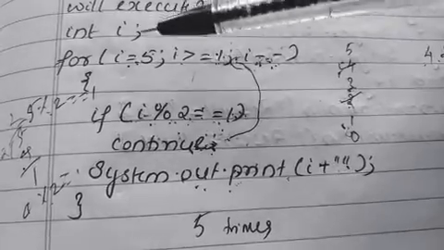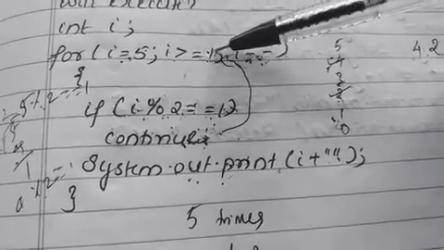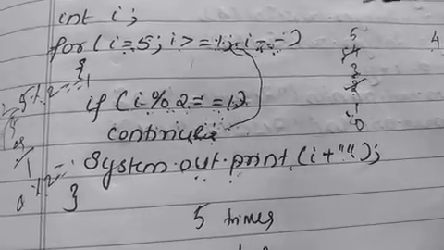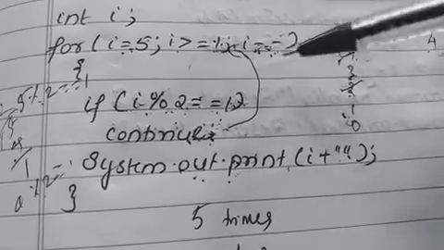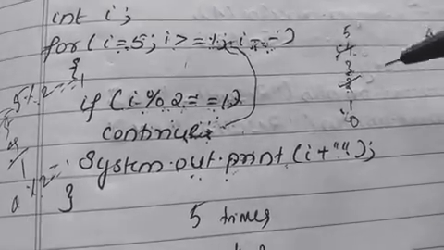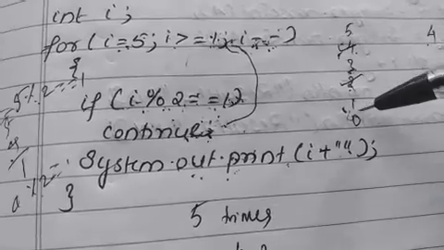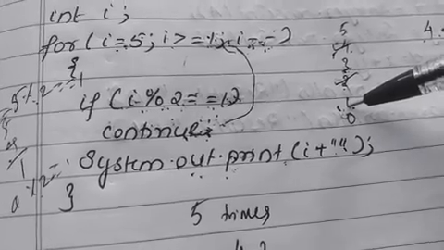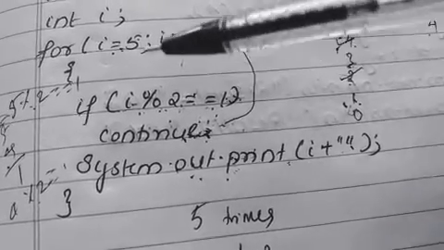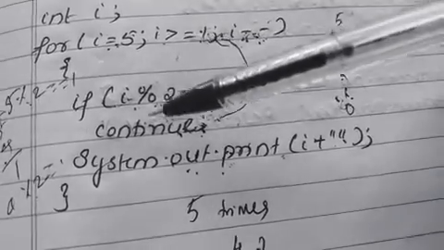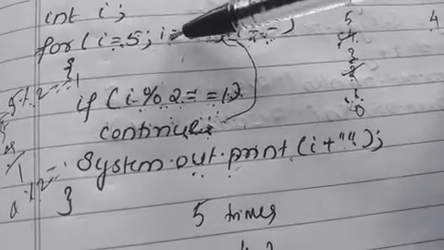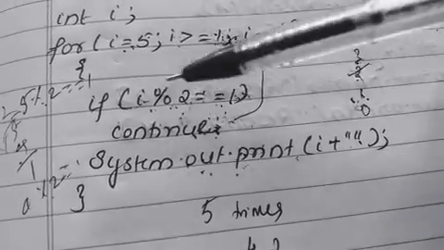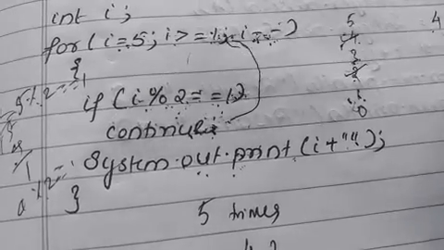So in this program, the initial value of i is 5 and the final value is 1. That is, the value will be decremented by 1. So initial value is 5, next value is 4, that is, by 1 the value will be decremented. 4, 3, 2, 1. So actually how many times does the loop execute? 5 times. Let's see by doing this. So the initial value is 5. So we will check the condition, i greater than or equal to 1. Is it true? Yes, 5 is greater than or equal to 1. So we will come inside the for loop. So inside the for loop there is an if condition.